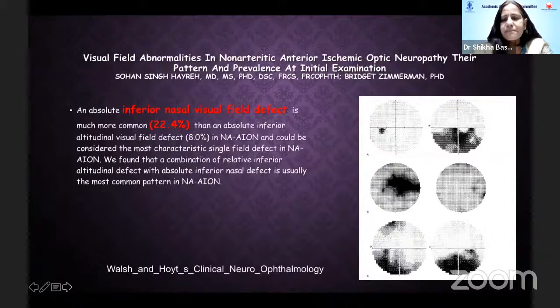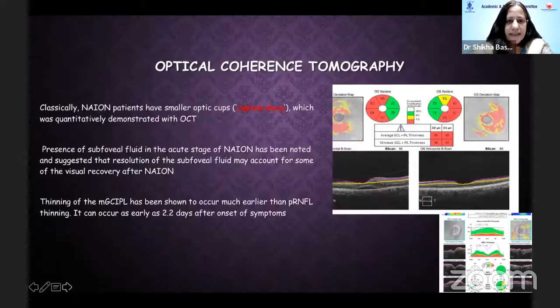The visual field abnormalities in these patients can be inferior arcuate, altitudinal, or central scotoma, but according to Dr. Hayreh's paper, inferior nasal visual field defect is the commonest defect, seen in 22.4% of patients. Coming to OCT, it can quantify the size of the disc. The crowded disc can be easily picked up. And what is important is the presence of subfoveal fluid, which you can see here.